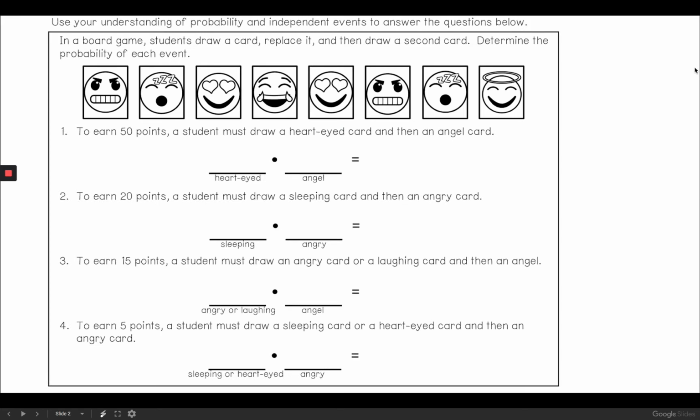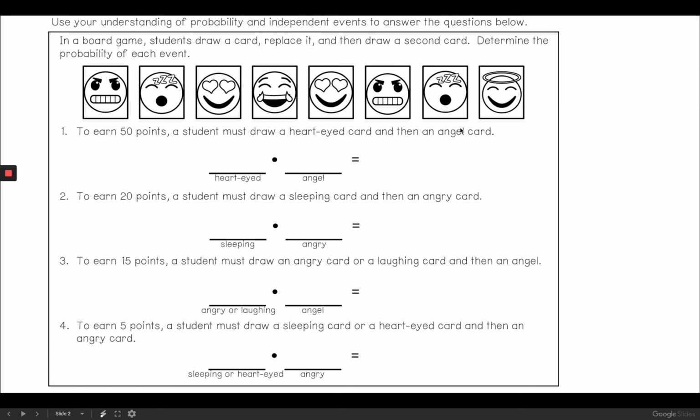Okay, so in this one, we're going to use our understanding of probability and independent events to answer the questions below. In the board game, cards are drawn. The student draws a card and replaces it, then draws a second card. Determine the probability of each event. To earn 50 points, a student must draw a heart card and then an angel card. So what's the probability of drawing a heart-eyed card?